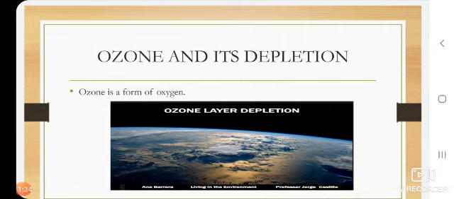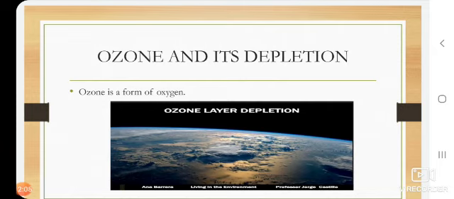And children, this layer lies within the stratosphere. It keeps the temperature constant at the lower level and absorbs ultraviolet rays of the sun. Children, this ozone layer is essential for life on the earth.